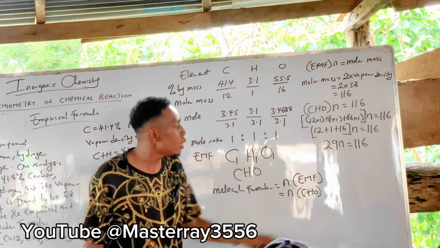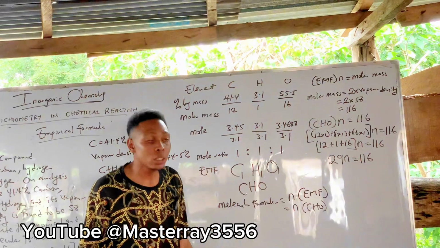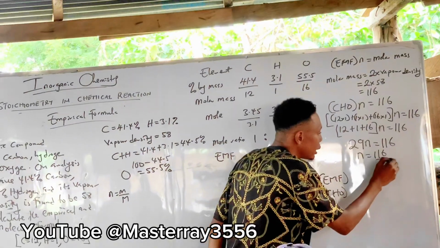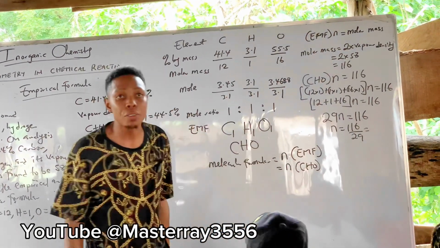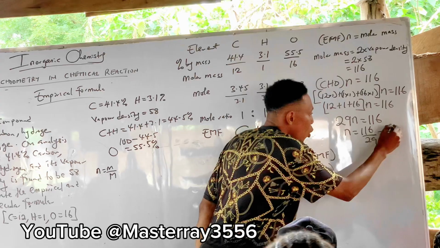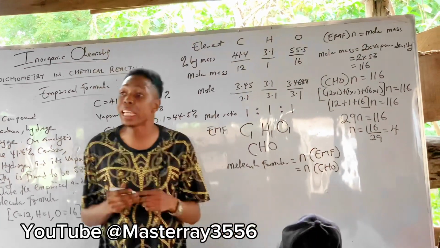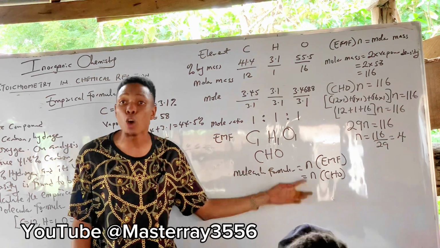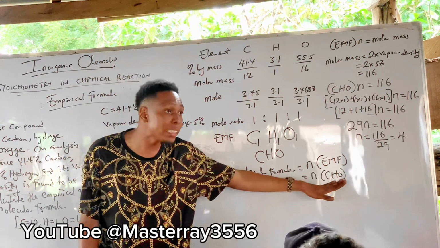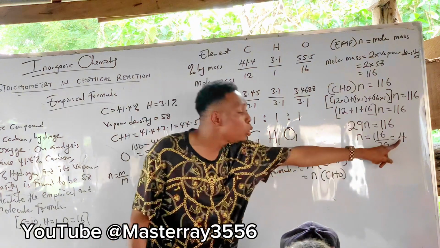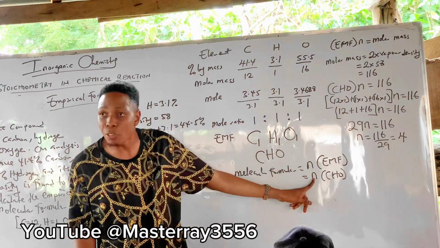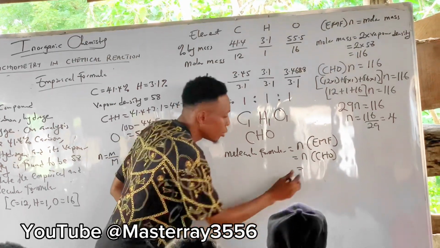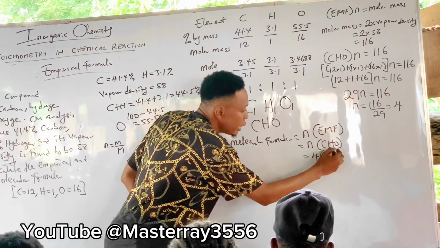Are you following? To get N, divide both sides by 29. So N will be equal to 116 divided by 29. What do we have? 4. Now you can see we succeeded in getting N, right? Normally the molecular formula is a multiple of the empirical formula, is it not? Yes. So what you need to do is substitute this 4 into this place. So it becomes 4 bracket CHO.